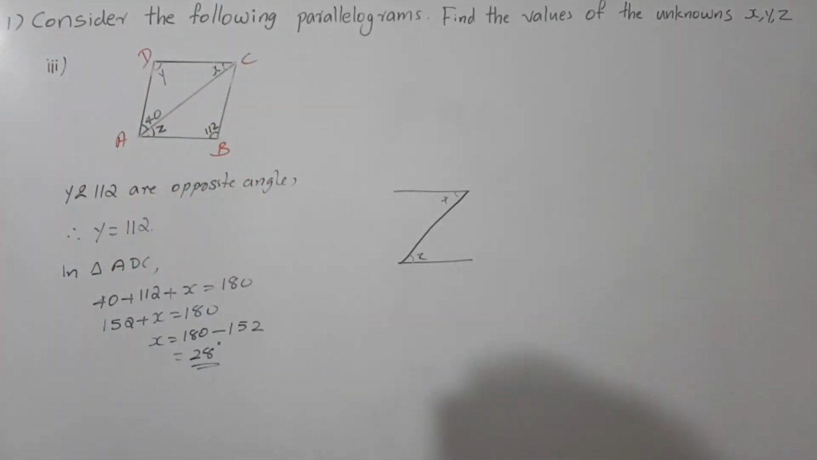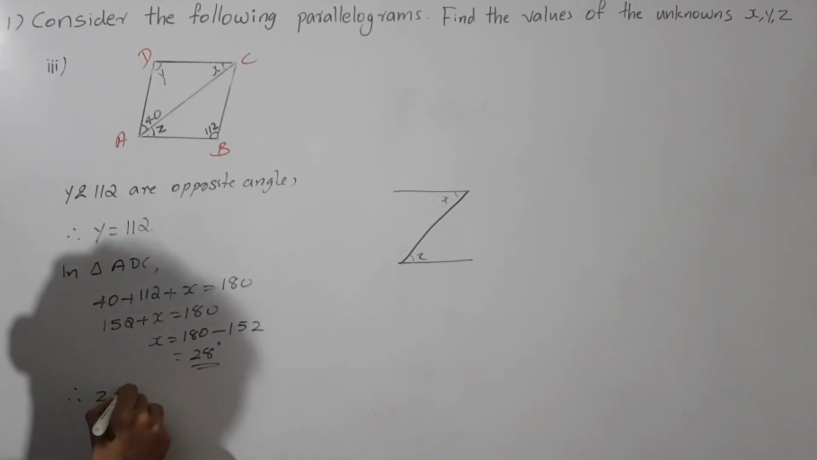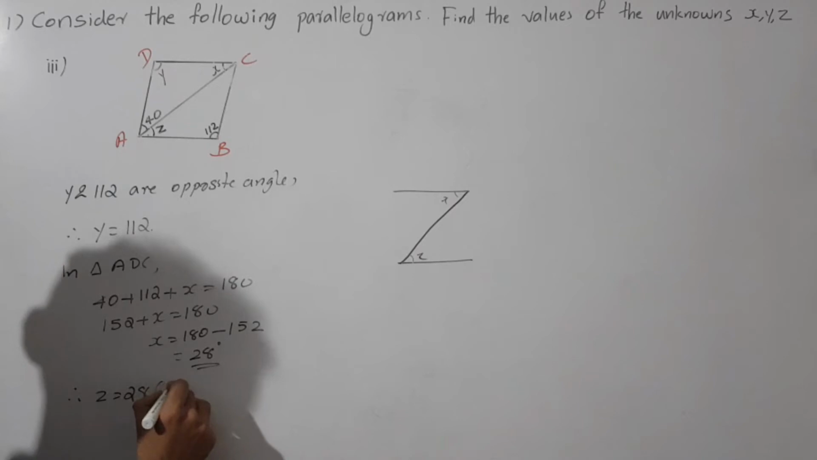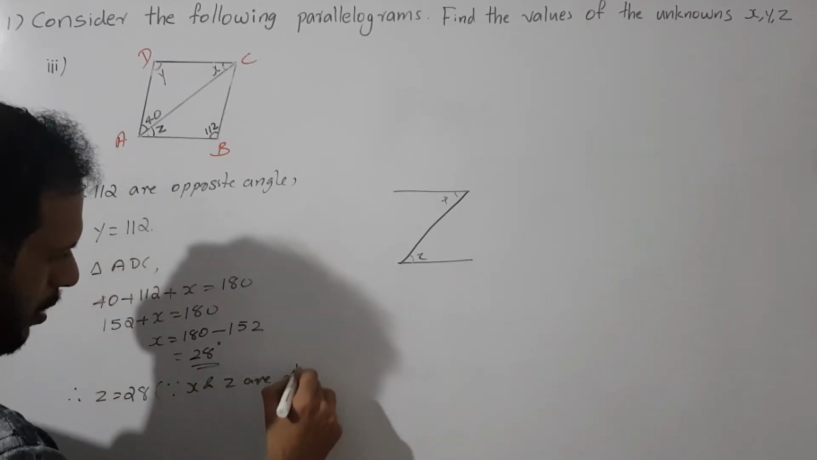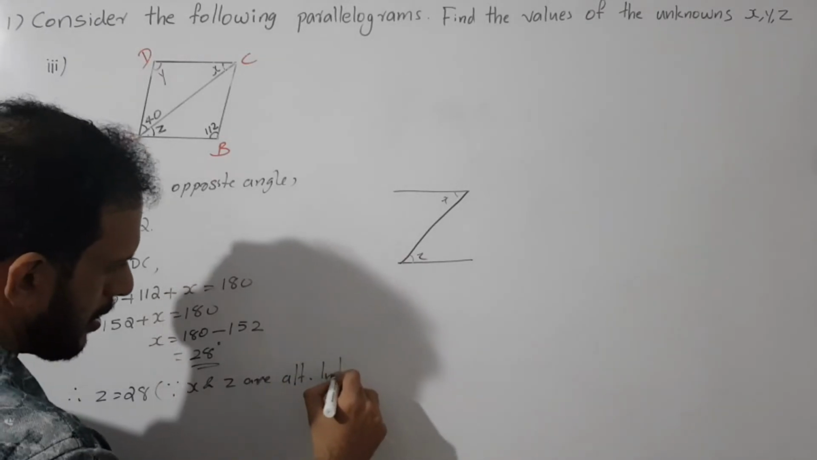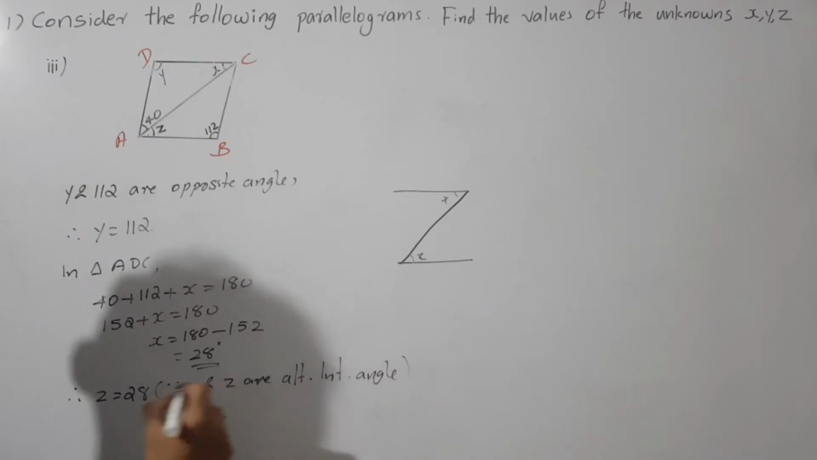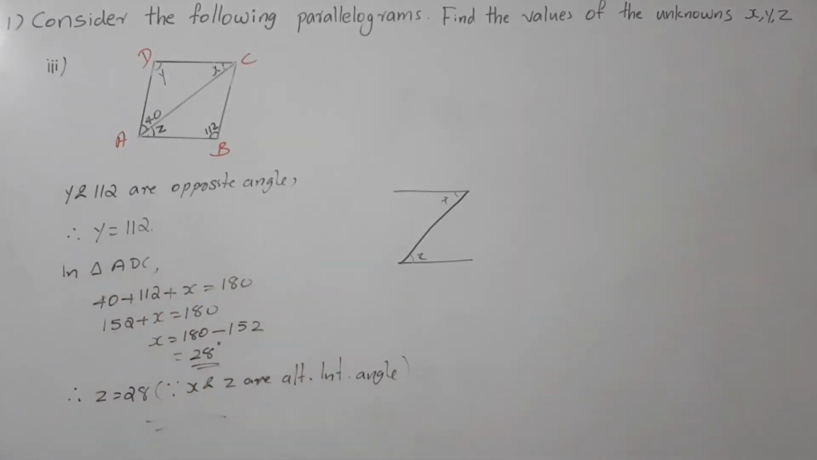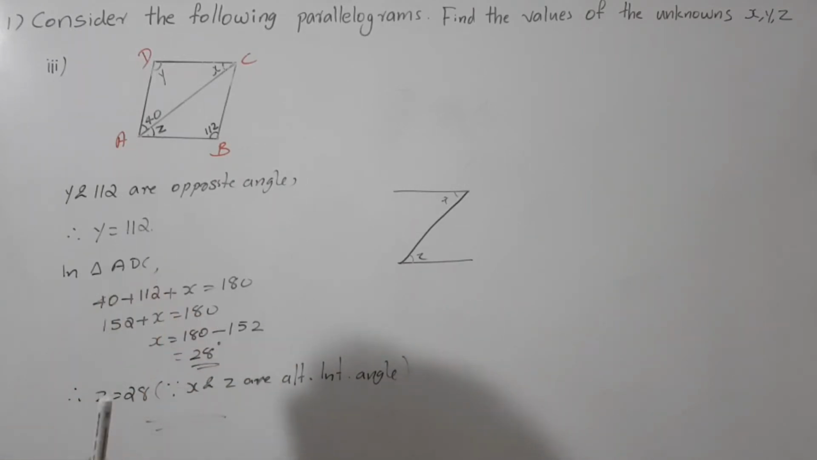Equal. So we apply the property here. Therefore z is equal to 28. Why? Since X and Z are alternate interior angles. So the angle value of Z is also 28. Now we got the value of X. The value of X is 28. Value of Y is 112 and value of Z is equal to 28.